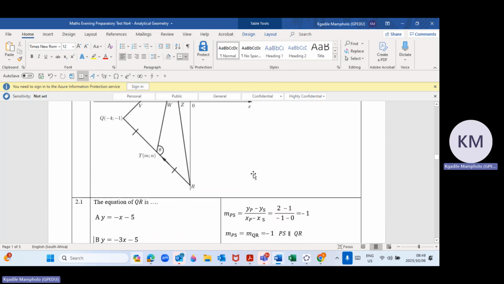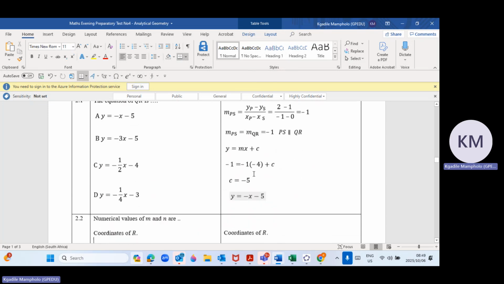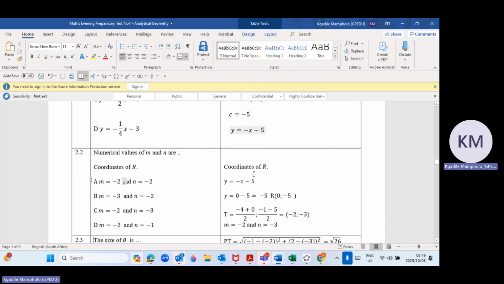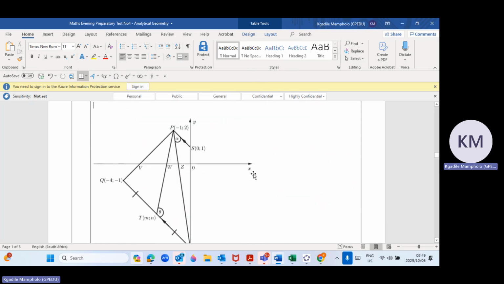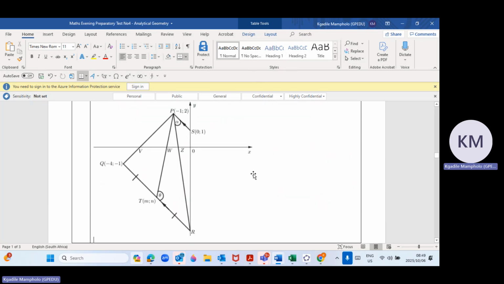Then n is -3 as it is y. 2.3, the size of theta is. Now let's look into this diagram. You can see that theta is not the y-intercept. So theta is not the angle of inclination.